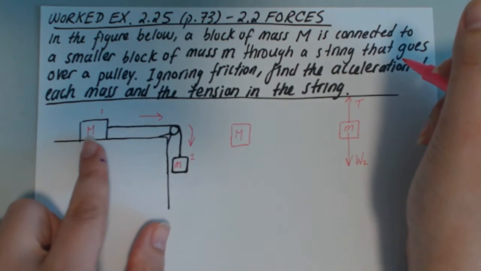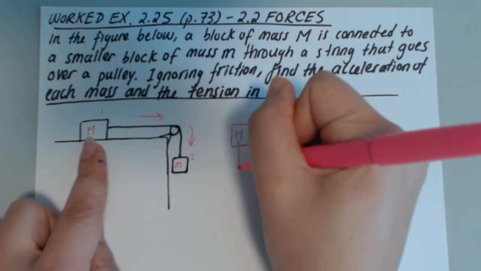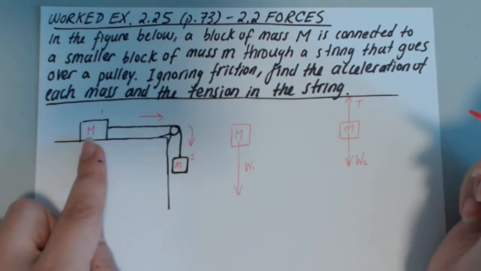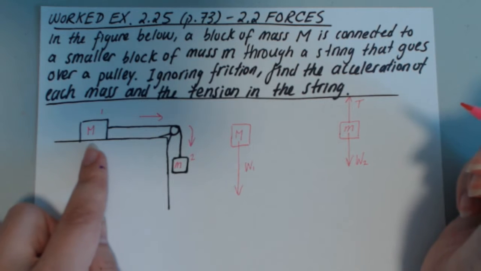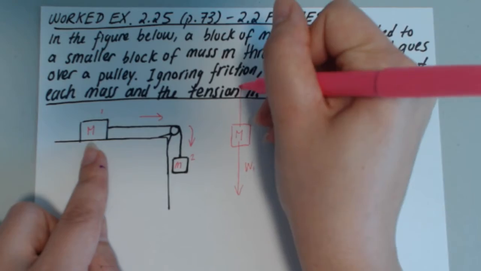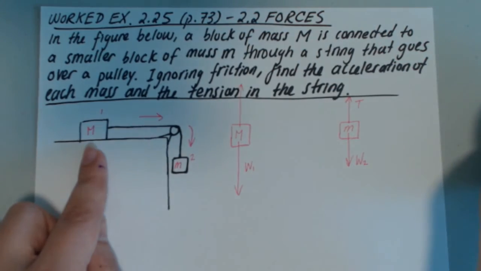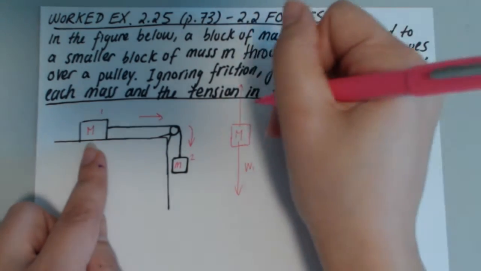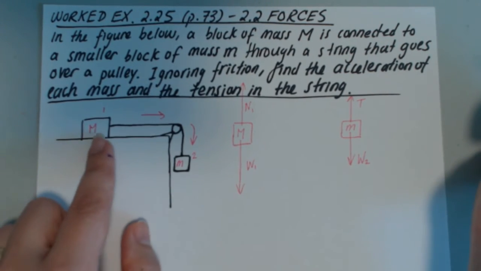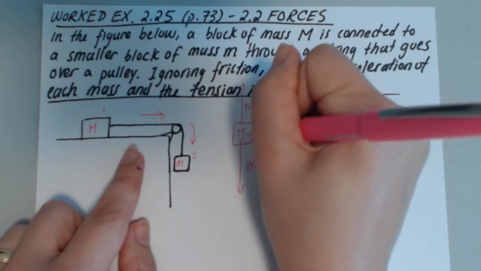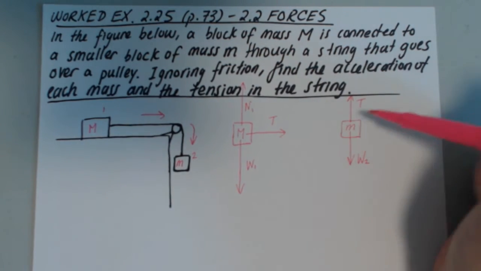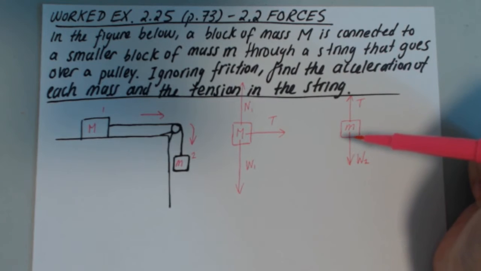For block M, now block M also has weight, and it's significantly larger, so if you want, you can make the arrow a bit longer. So that's W1. It's sitting on a tabletop surface, so there's a reaction force, there's a normal force. Okay, so in fact, I don't actually have to draw the arrow so long, but that's okay, I'll keep it for now. So that's N1, and there is a tension force going to the right. So there's T. The reason I didn't call these T1 and T2 is because it's the same rope.